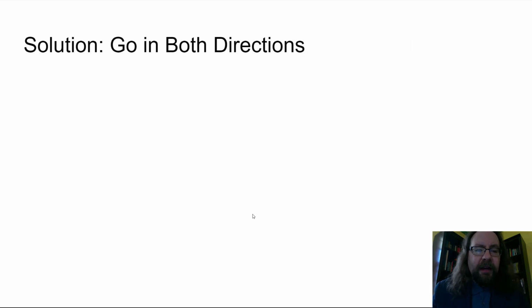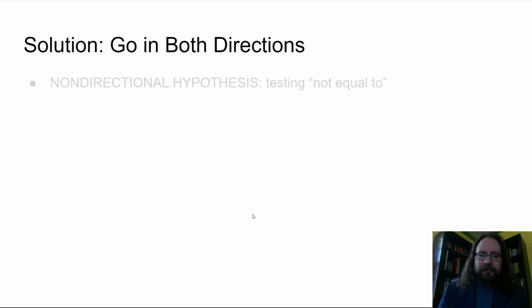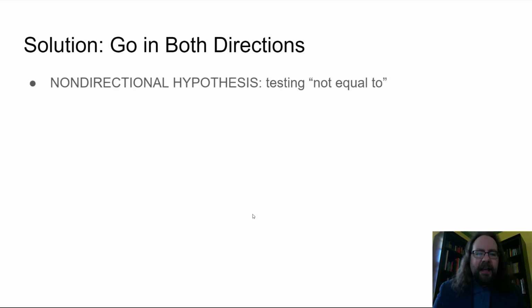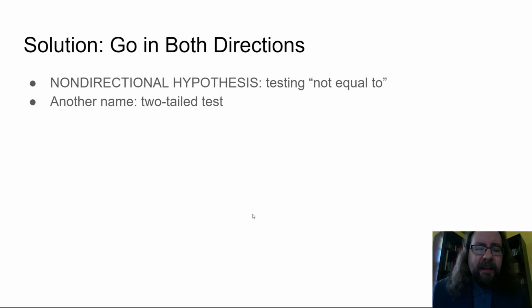So how do we get around this problem of one-directional tests? Well, don't go in one direction, go in both directions. Instead, our alternative hypothesis would be what we call non-directional. Instead of testing less than or greater than, we will test not equal to. Another name for this type of test is the two-tailed test, as opposed to a one-tailed test. Now we're going to talk a little bit about how it works, in the context of the Peach Wave example that we saw before.